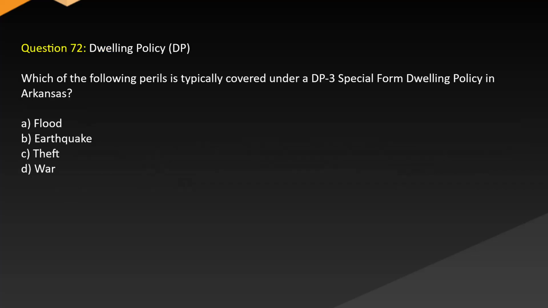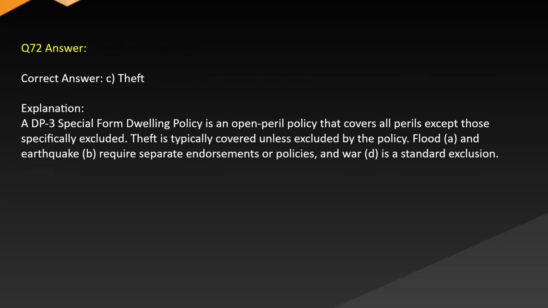Question 72. Dwelling policy, DP. Which of the following perils is typically covered under a DP-3 special form dwelling policy in Arkansas? A. Flood. B. Earthquake. C. Theft. D. War. Correct answer: C. Theft.